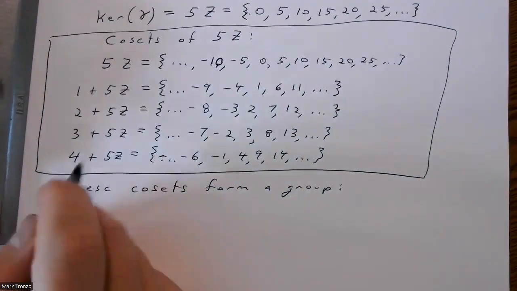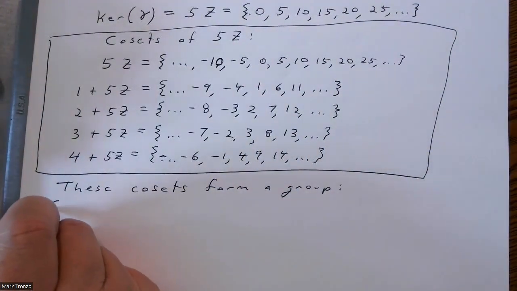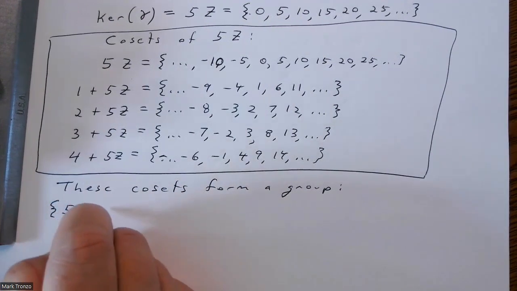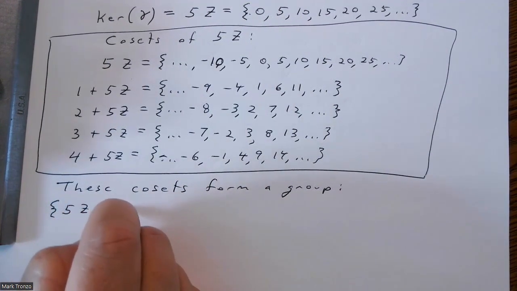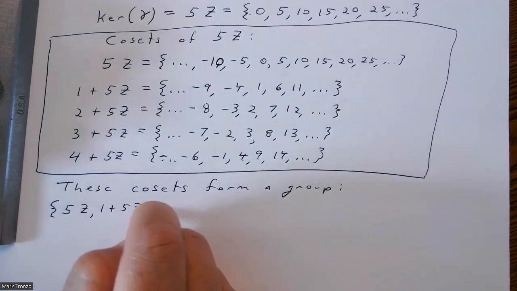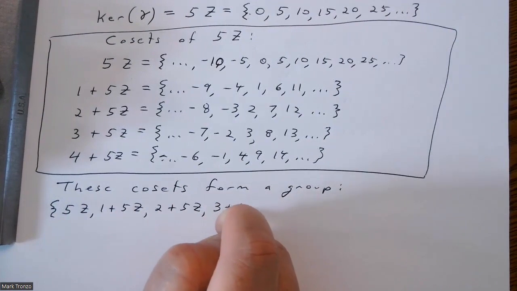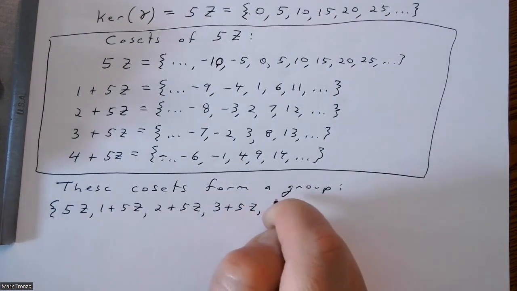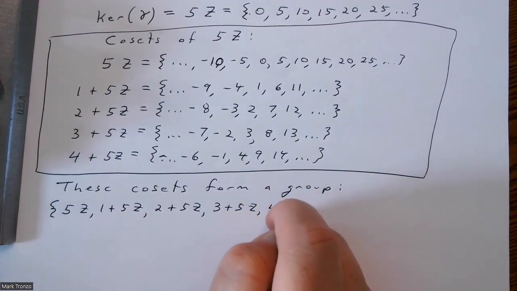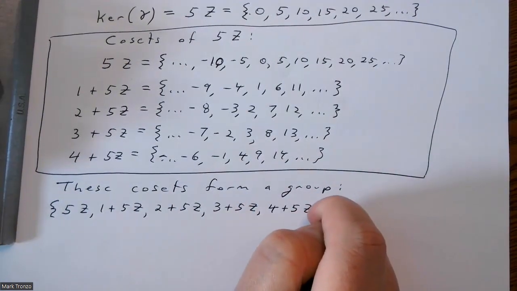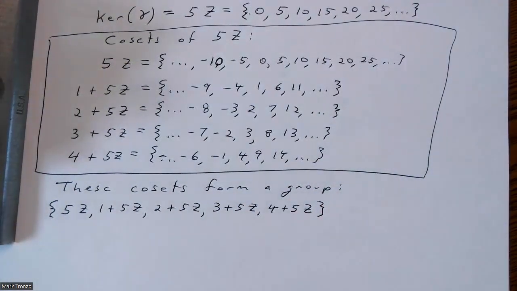So these cosets form a group where one of the members of the group is going to be 5Z, 1 plus 5Z, 2 plus 5Z, 3 plus 5Z, 4 plus 5Z. And so those are the members of the group.